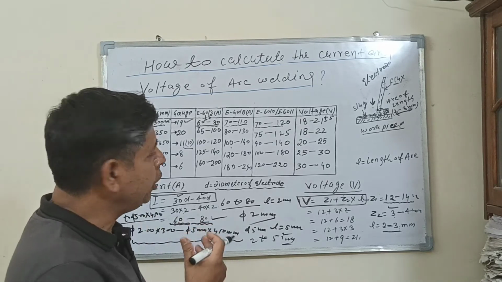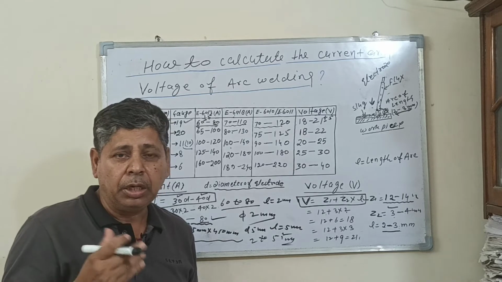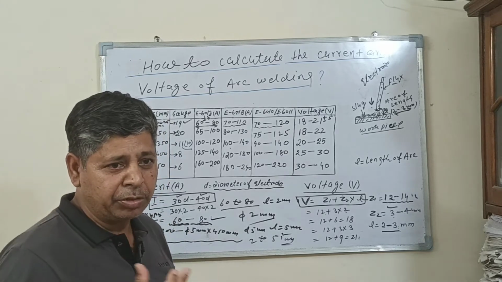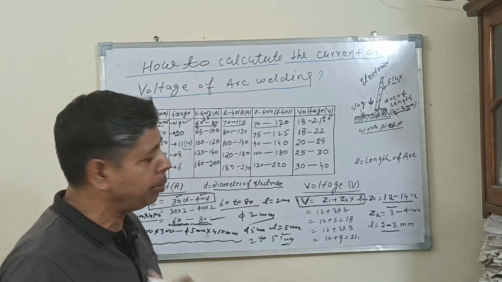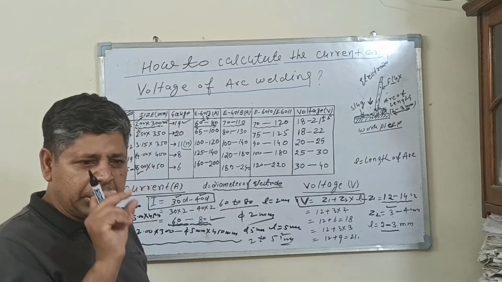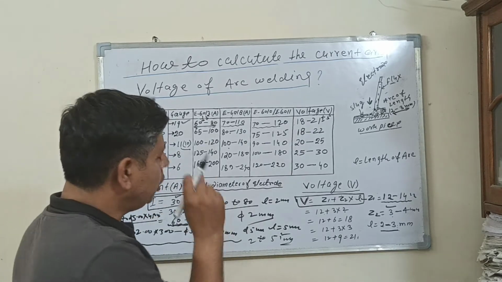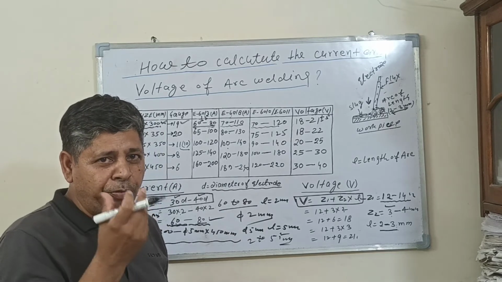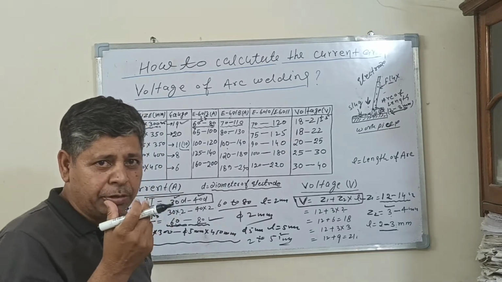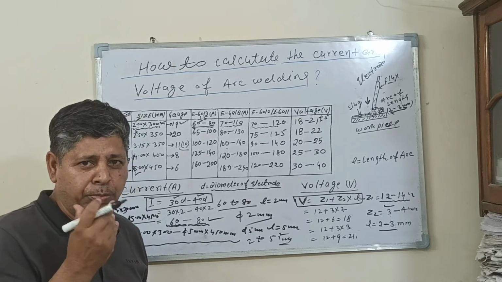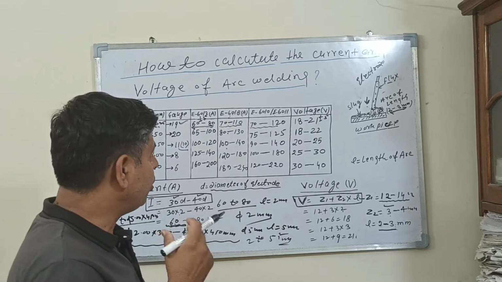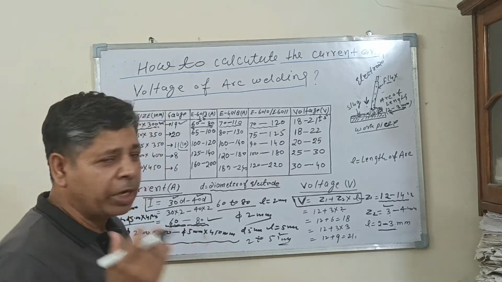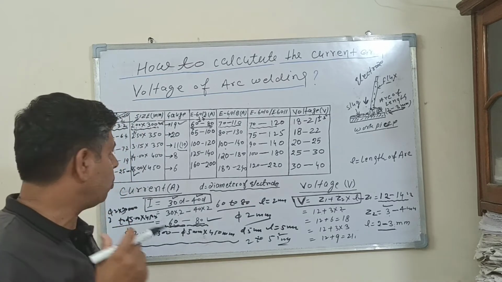The heat may be obtained by a furnace, electric resistance welding, arc welding, and chemical reactions. In this definition, we have electric resistance welding and arc welding. In welding, voltage and current play a very important role in performing the welding bead. So how to calculate the current?